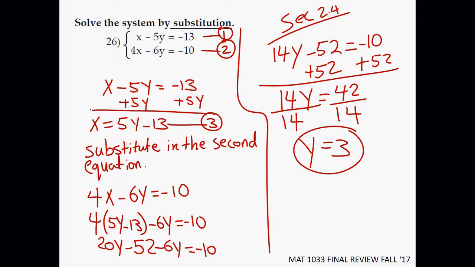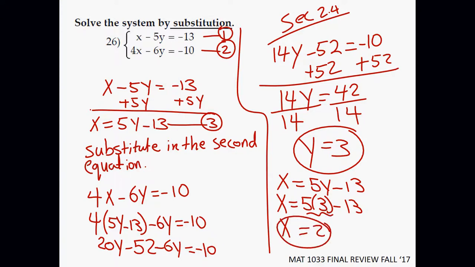So if y is equal to 3, I'm going to plug into x equals 5y minus 13. We're going to plug in y, which is 5 times 3 minus 13. 5 times 3 is 15, and 15 minus 13 would be 2. So your solution would be 2 and 3, and that is part B.